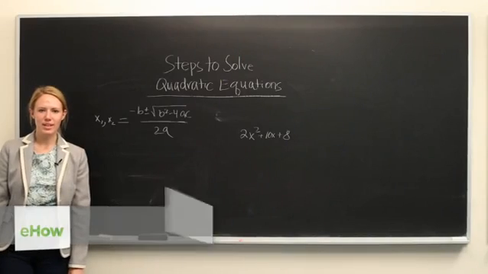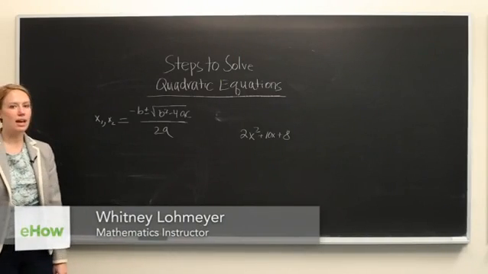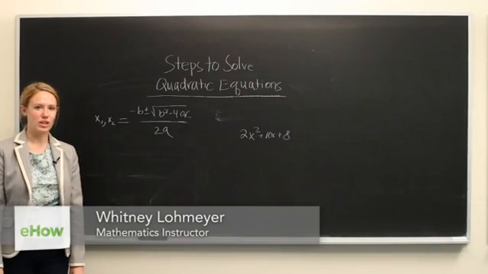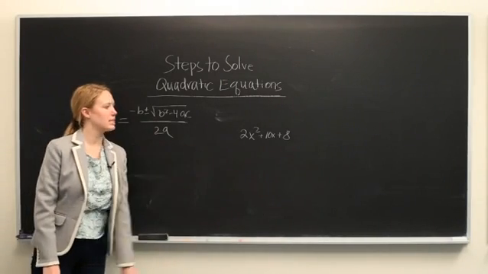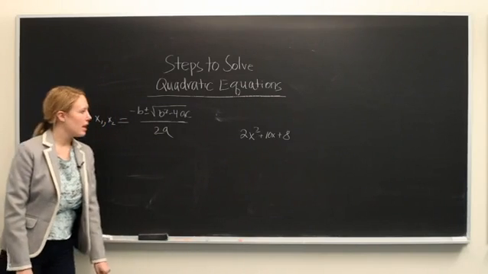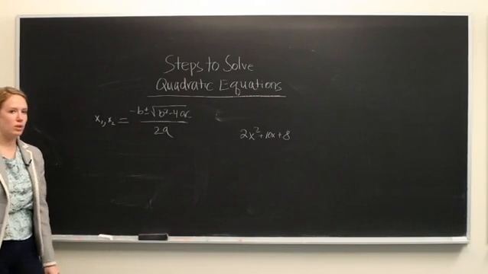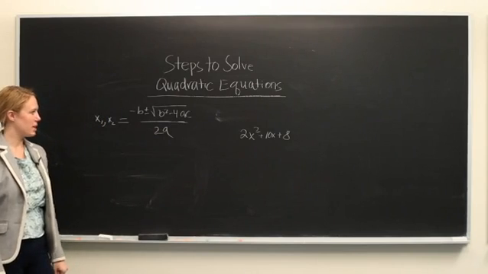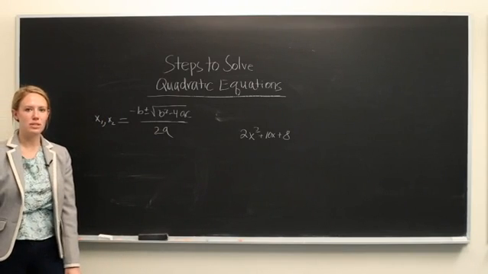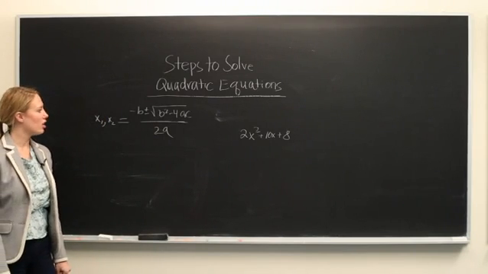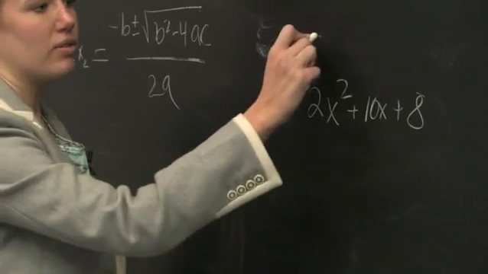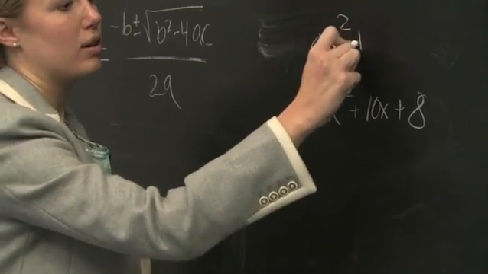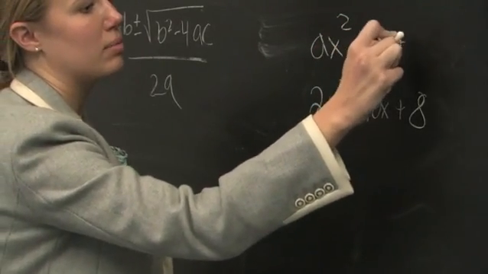Hello, my name is Whitney, and this video is going to explain how to solve using the quadratic equation. The example we're going to be looking at is 2x squared plus 10x plus 8, and we're going to be using the quadratic equation, which is negative b plus or minus the square root of b squared minus 4ac all over 2a. So for this equation, it follows the form ax squared plus bx plus c.